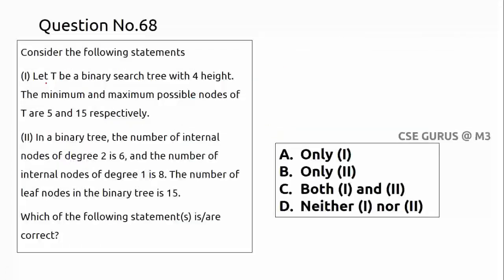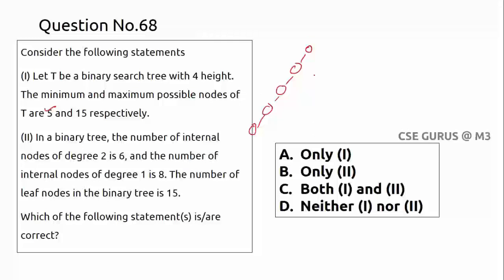Coming to question number 68. Two statements are given, and it is asking which of the following statements are true or false. T is a binary search tree with height 4, with a minimum and maximum possible number of nodes. If the height is 3 we write 1, 2, 3, 4 vertices. Now the height is 4, so how many vertices? 5 minimum, that means skewed, right?